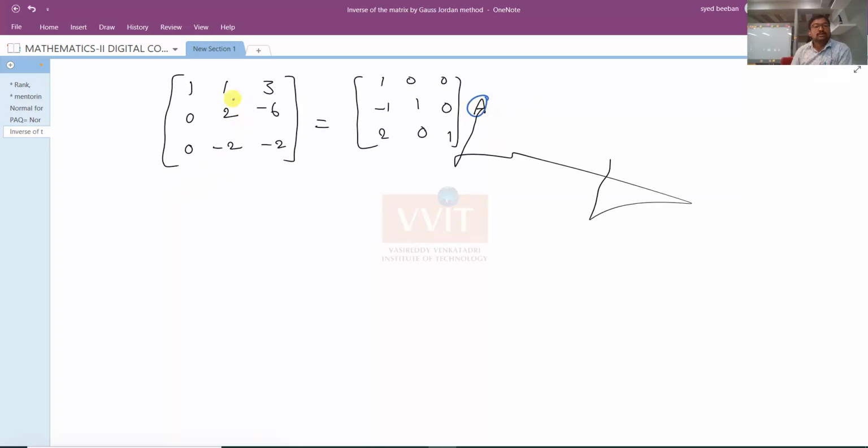Now my control will jump from here to here. By using this, elements above and below should be 0, because finally I need to get an identity matrix, meaning other than the principal diagonal elements, the elements above and below should be 0. So I need to change R1 based on R2, and R3 also I need to update based on R2.